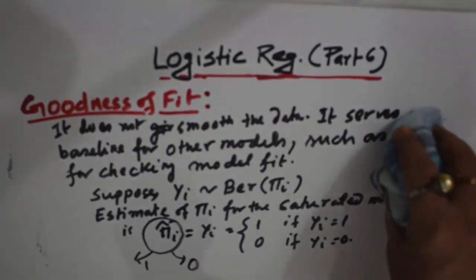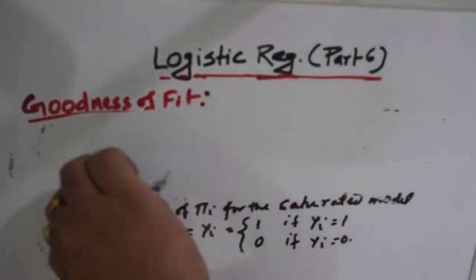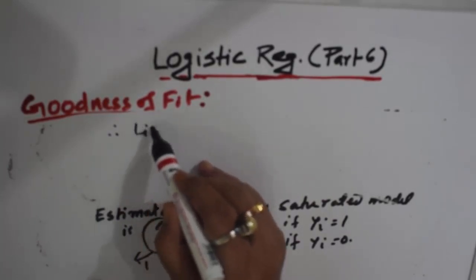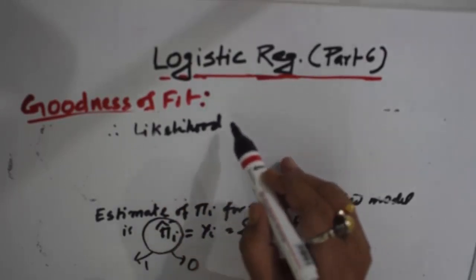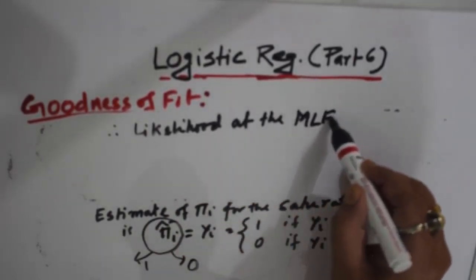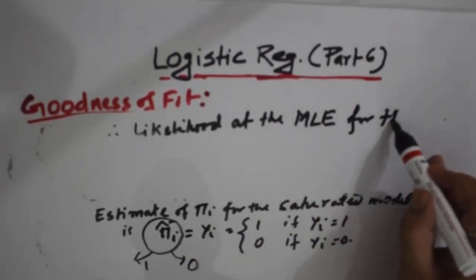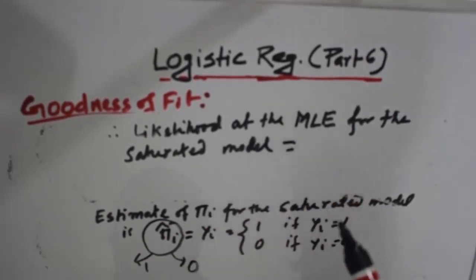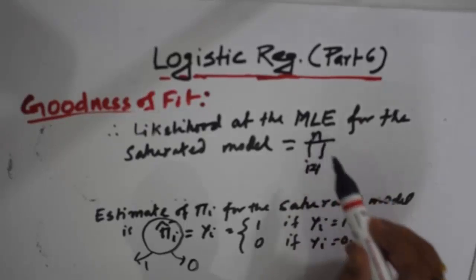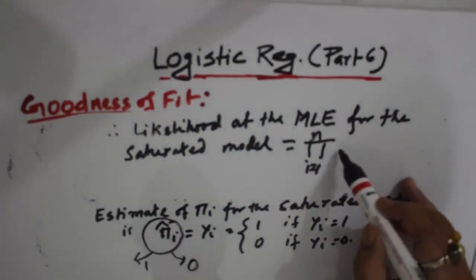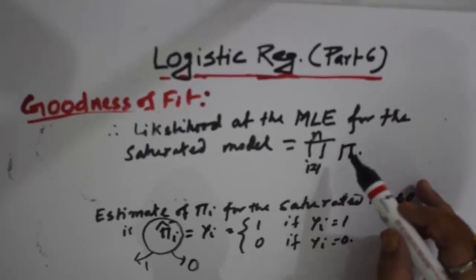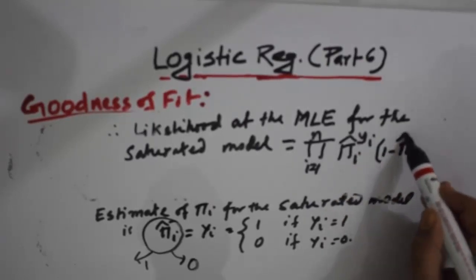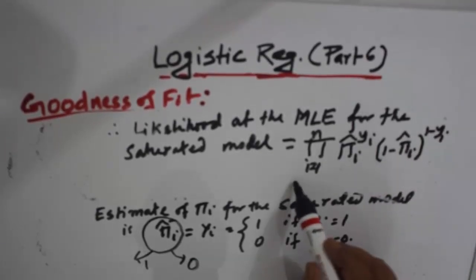Therefore the likelihood at the MLE for the saturated model is equal to the product over i from 1 to n, suppose we have n observations, of pi i hat to the power yi times 1 minus pi i hat to the power 1 minus yi. This is always 1. Why?